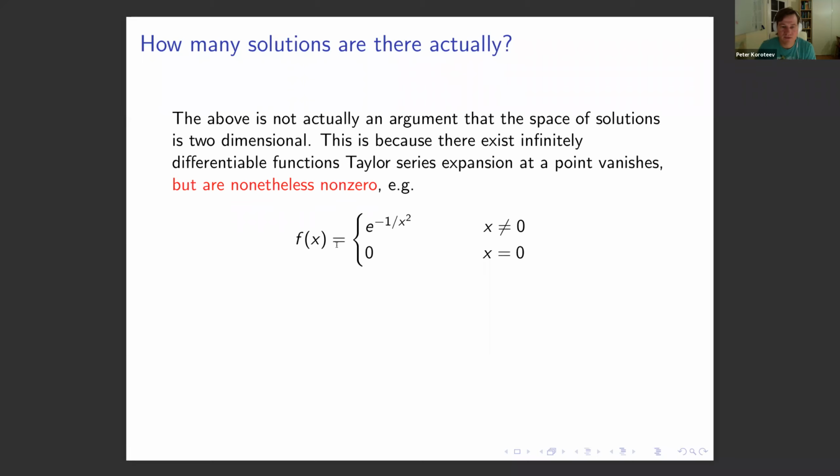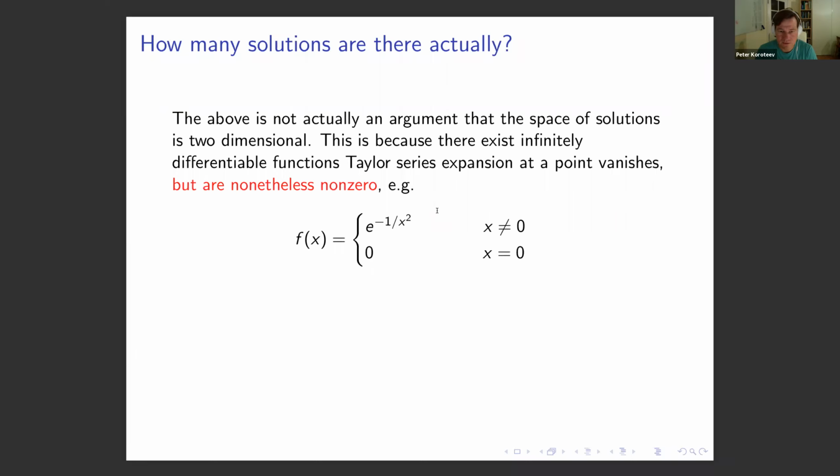It's a piecewise function. When x is equal to 0, it's equal to 0. And when x is not equal to 0, it's exponential of -1 over x squared. If you haven't seen this function before, try to plot it at home and see what it does, because it's an interesting function.